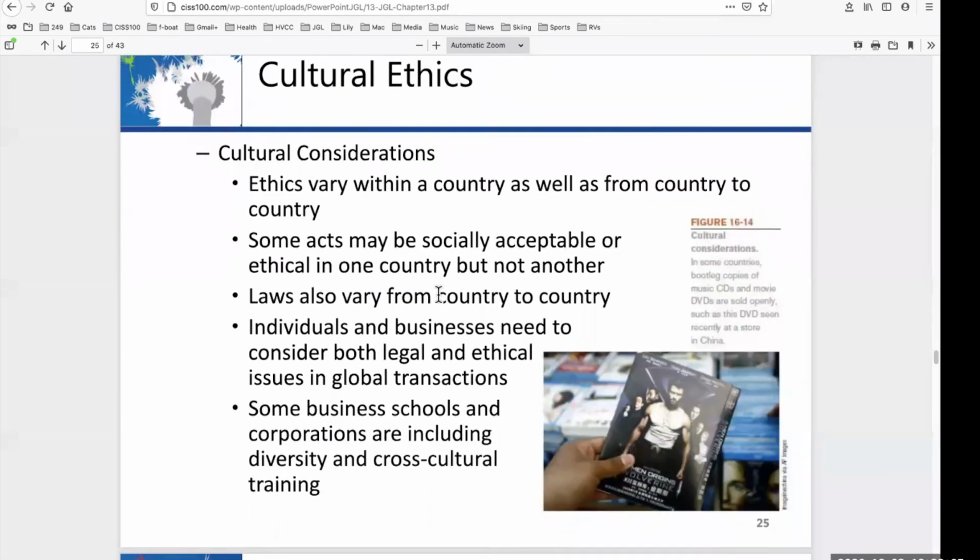Cultural ethics, I did present this. Again, they vary. We need to be very aware of this. It's very difficult. I don't understand the cultural ethics of a lot of foreign countries. So I have to be very wary, and I have to do my due diligence when I do outsource to these countries for work.